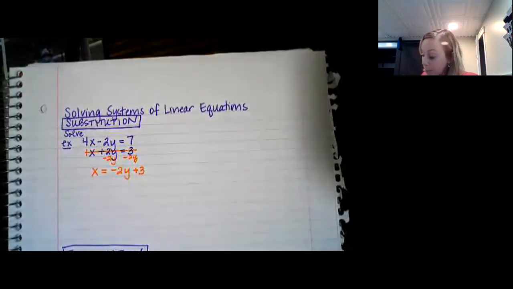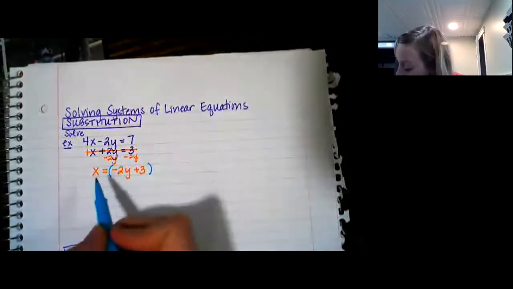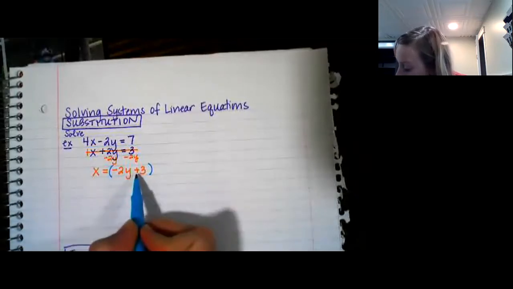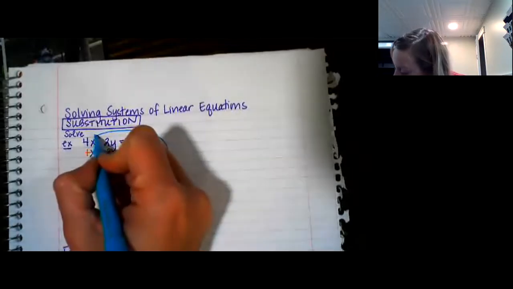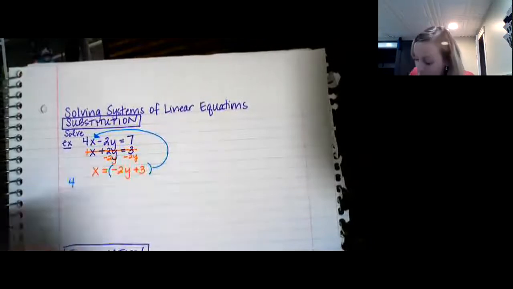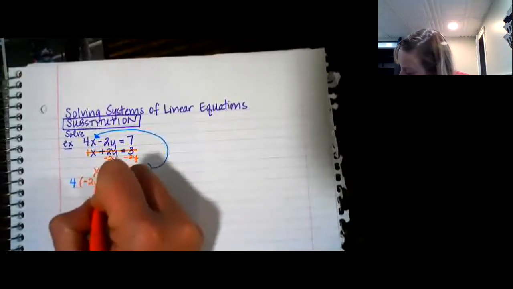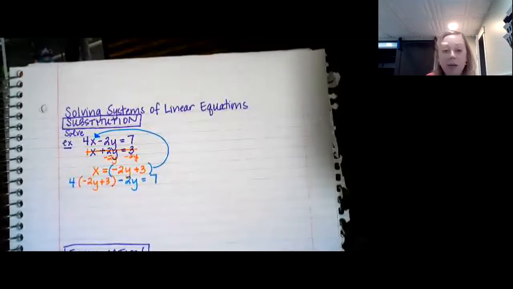From here, much like a substitute teacher fills in for the teacher when they are not able to be in class that day, when I substitute, I take this value of x, which is negative 2y plus 3, and I substitute it into the other equation for x. So I now have 4 times, instead of x, I write negative 2y plus 3, and then minus 2y equals 7. The rest of the equation remains the same.